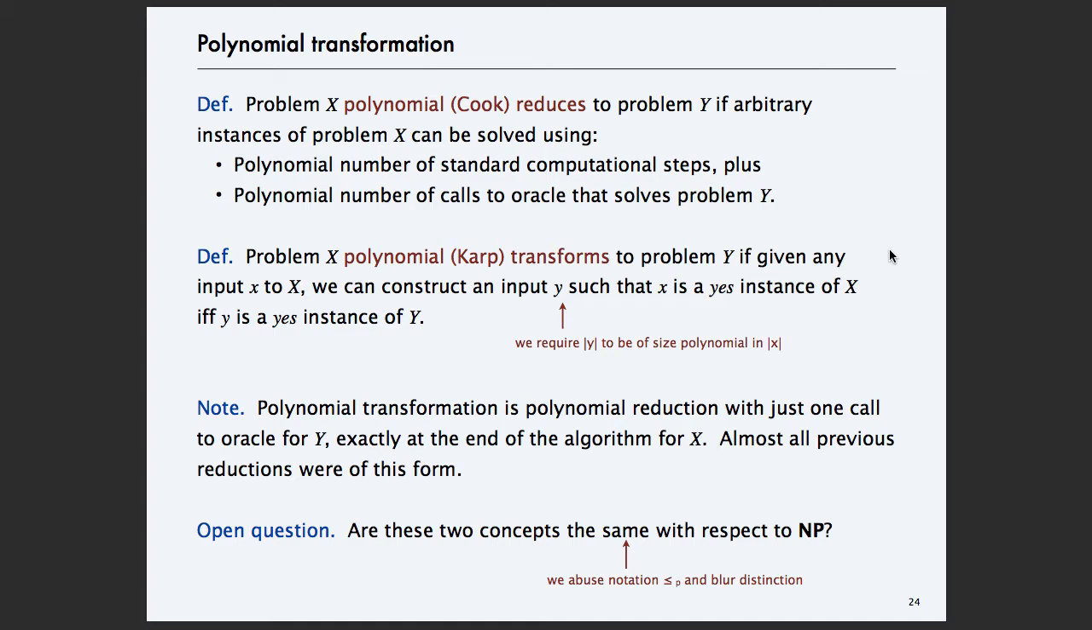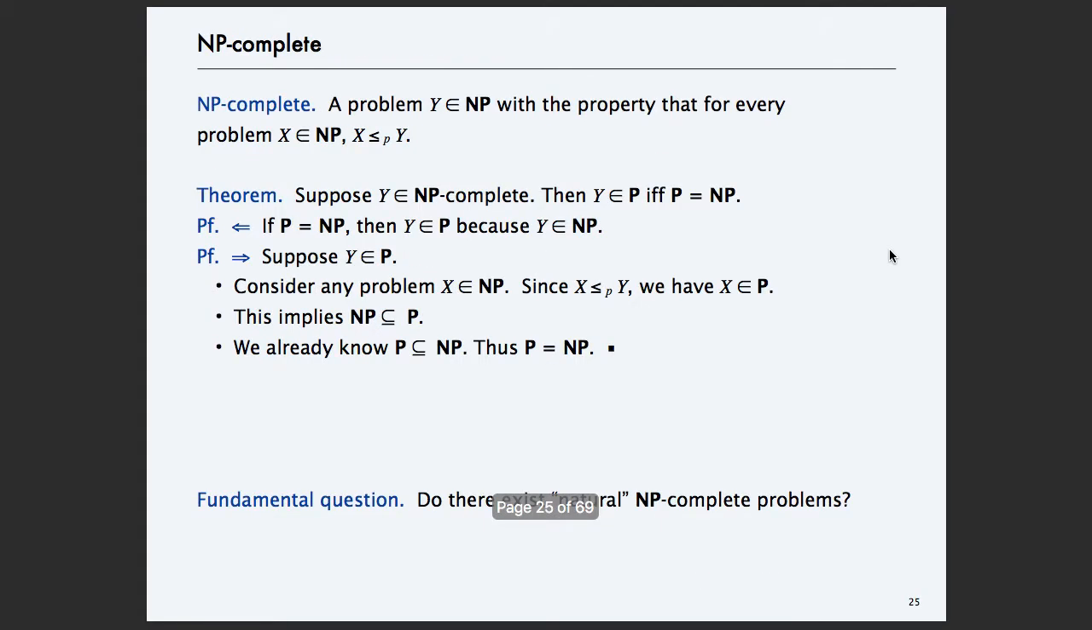Basically, the polynomial transformation has only one call to Y, as opposed to a polynomial number of calls to Y. And I think all of the ones that we showed were like this, and most of them tend to be like this, right? So you just transform it and solve it. But can I do more calls to Y, and would that help me, right? And again, we don't quite know.